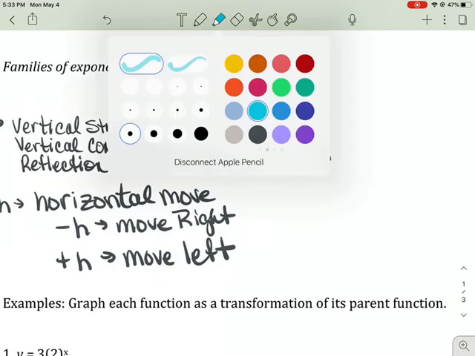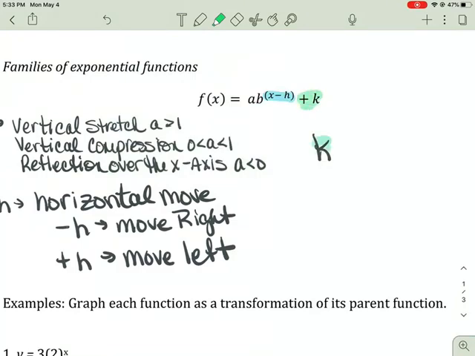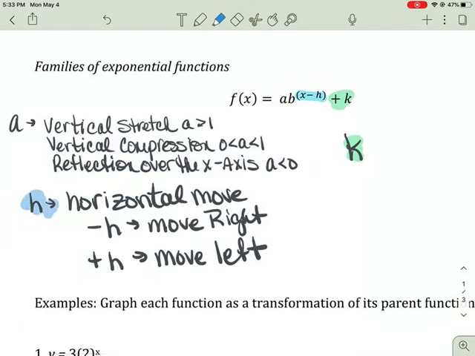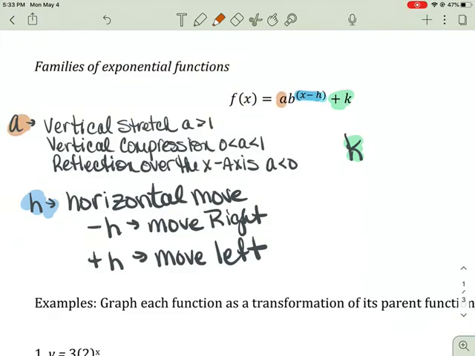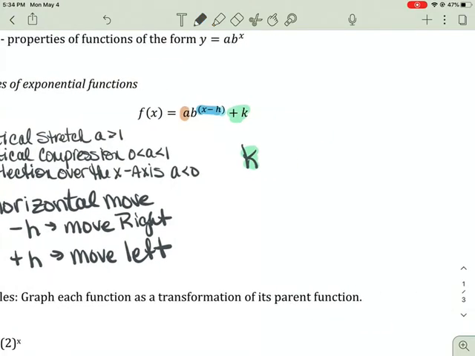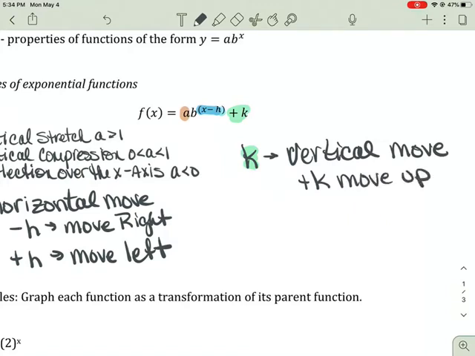All right, our last one is k. Okay, so this is k. Label these by color here. k is your up and down, the vertical move. So if it says plus k, we're going to move up. If it says minus k, we're going to move down.